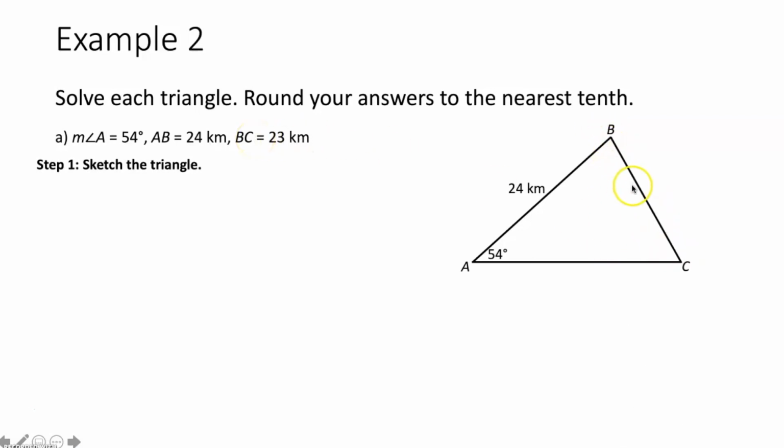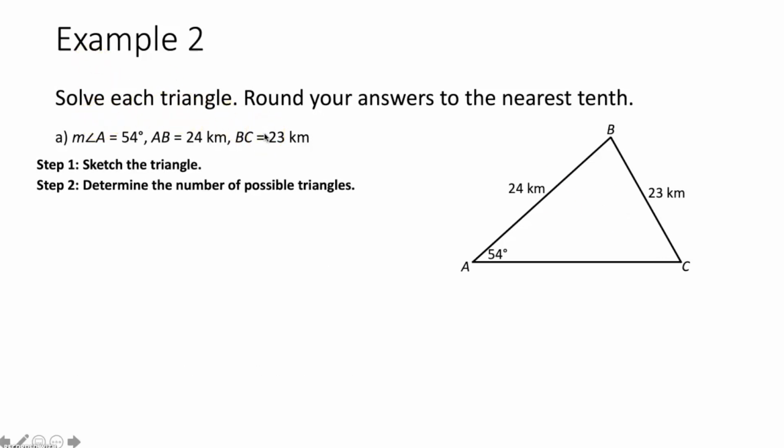Therefore, this segment right here, our opposite side length, must be segment BC. I can label that with 23 kilometers. Now that I've successfully labeled this given triangle over here, I see that I have an angle, I have the side adjacent to that angle, and I have the side opposite that given angle. Because of that, I have to determine how many possible triangles can be formed with these given measurements.